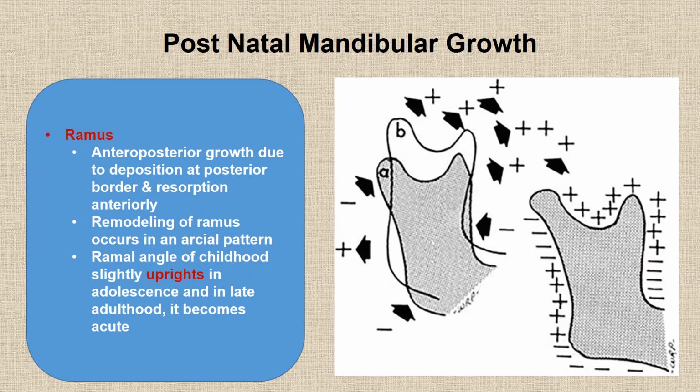Now the ramus. The anterior-posterior growth is due to deposition at the posterior border and resorption anteriorly. Now this remodeling of the ramus occurs in an arcual pattern. Because of this arcual pattern, the ramal angle of childhood is more horizontal, slightly upright in adolescence, and in late adulthood it becomes acute.